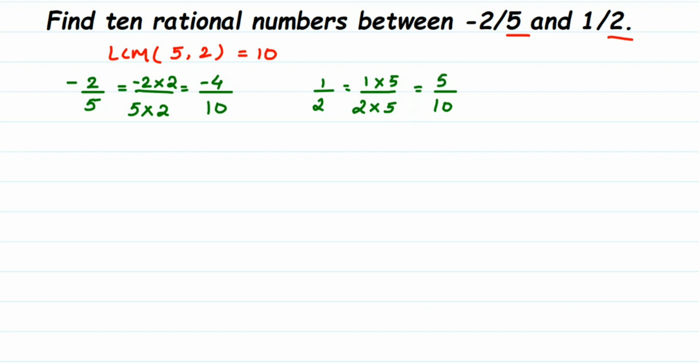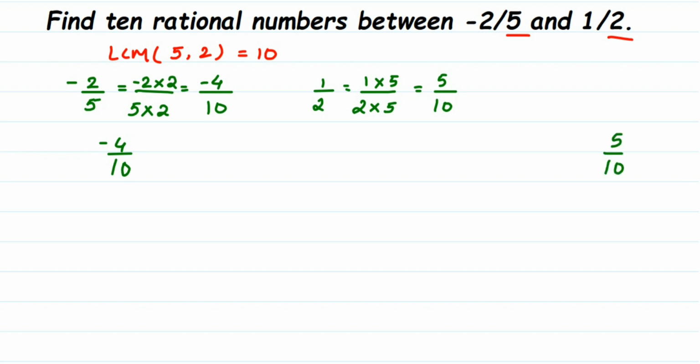Now if you see here, we got the numbers minus 4 by 10 and 5 by 10, and in between them we have numbers, and we want 10 rational numbers between them. So let's see if we have 10 rational numbers or not. We should not include minus 4 by 10 and we should not include 5 by 10. Apart from these two numbers, we want 10 rational numbers.